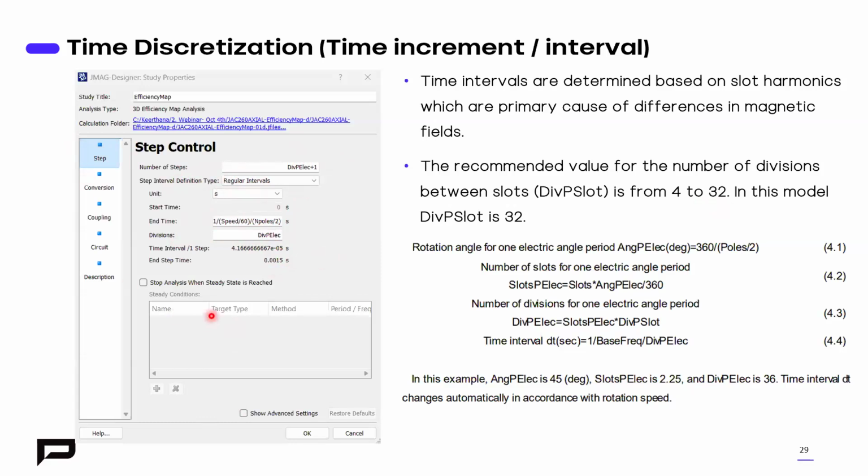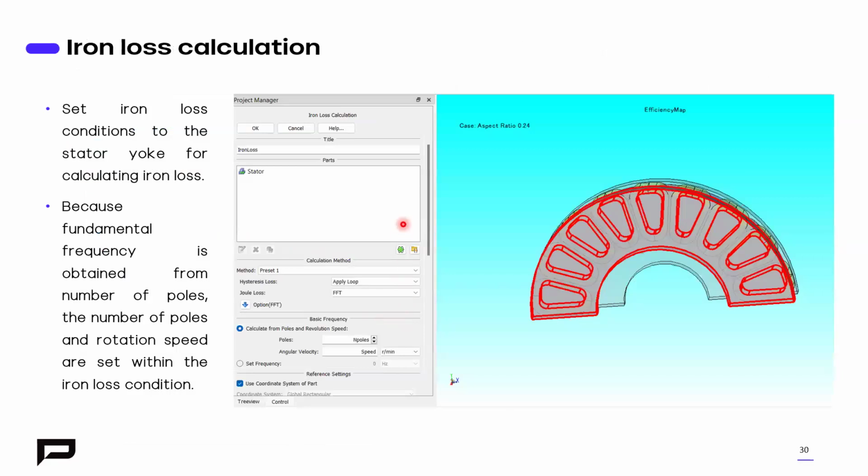Once all the settings are done, if we want iron loss also to be calculated for the stator core, even that can be added from the conditions. Here we have calculated only for the stator core. We have set the iron loss for the stator core, and we have applied preset 1, which is an FFT. The basic frequency will be calculated from the number of poles and the speed value. Okay, so the iron loss calculation setting is done.